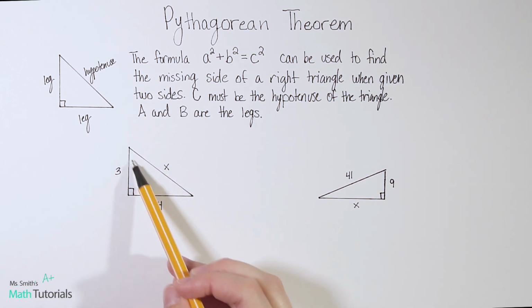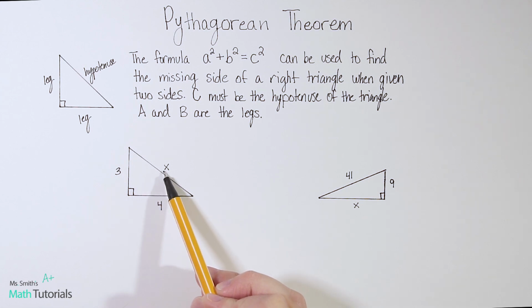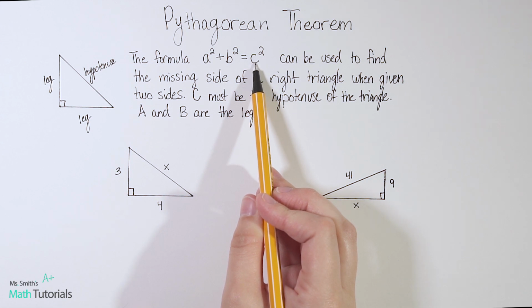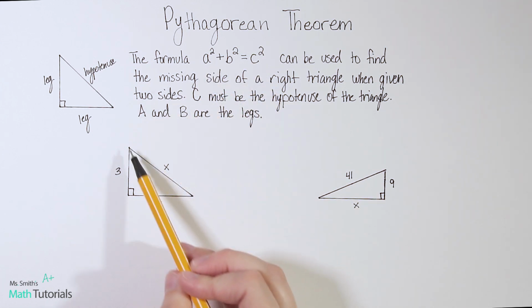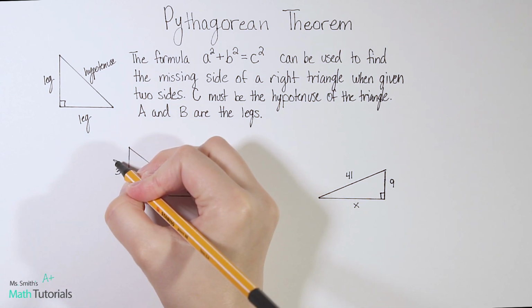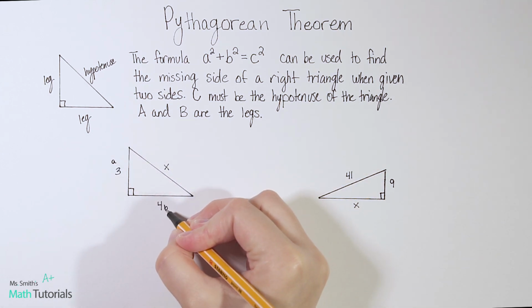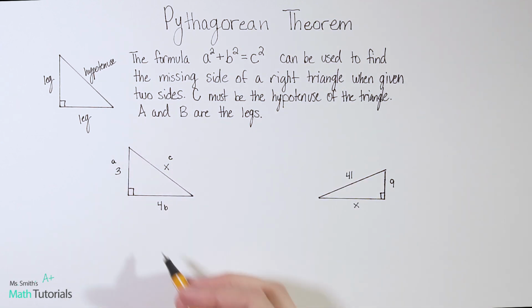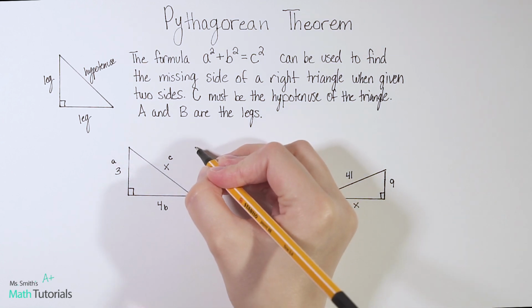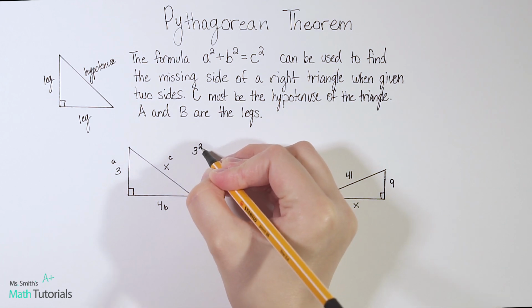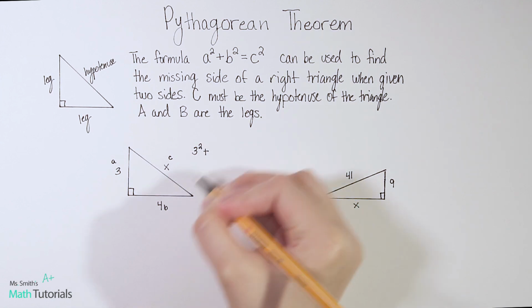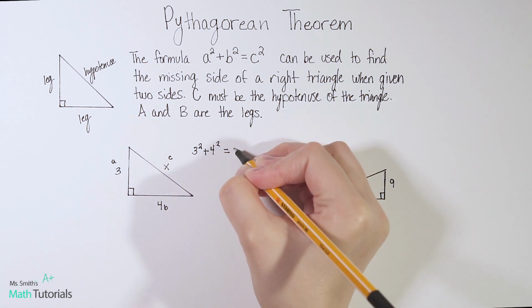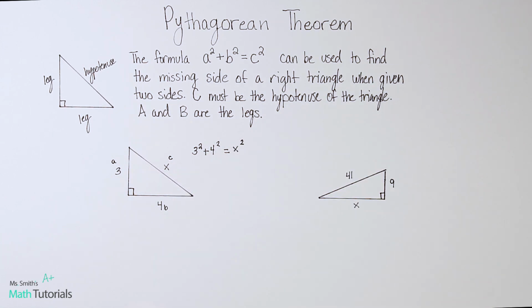Here I've got a right triangle. I notice that the hypotenuse is X, so X has to be in the place of C. Now I'm going to make A 3, and I'm going to make B 4, and then I'm going to make X C. If I were to write this out, it would be A squared, in this case 3 squared, plus B squared, 4 squared, gives me C squared. Now that one is our X, so that's what I'm looking for.